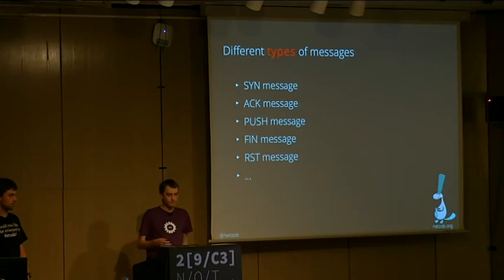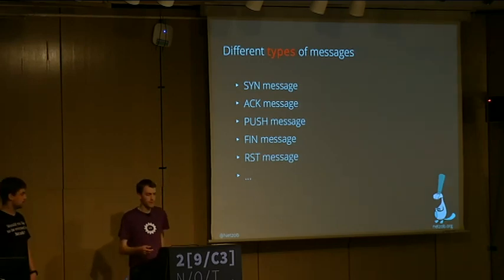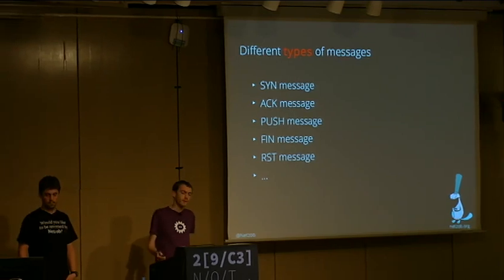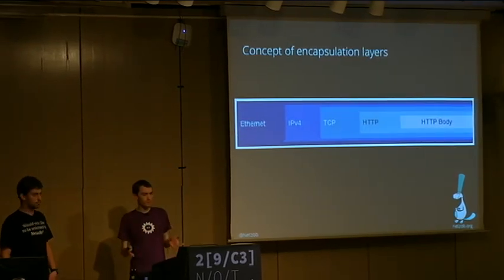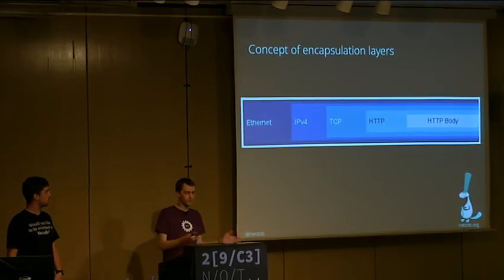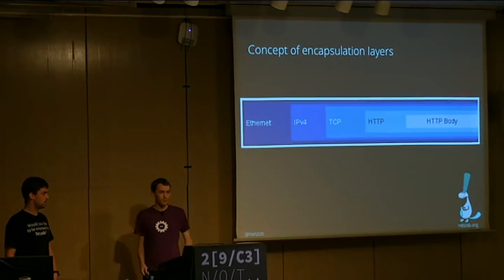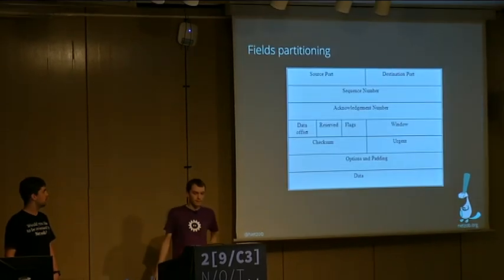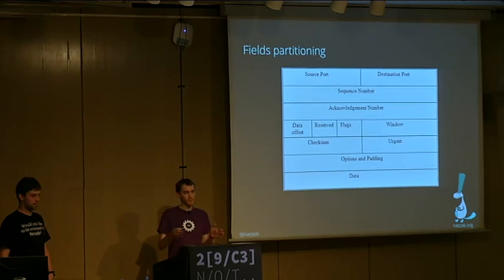So let's take TCP. You have different types of messages like SYN, ACK, push, and so on. You have the concept of encapsulation layers: TCP is encapsulated inside IPv4, which is encapsulated inside Ethernet. So you have layers of protocols. And inside the protocols, you have the notion of field partitioning. Messages are split in fields that have a specific size, either dynamic or static. And inside those fields, you have relations. Here we have a specific relation, which is the offset of the start of the data, so it relates two fields.